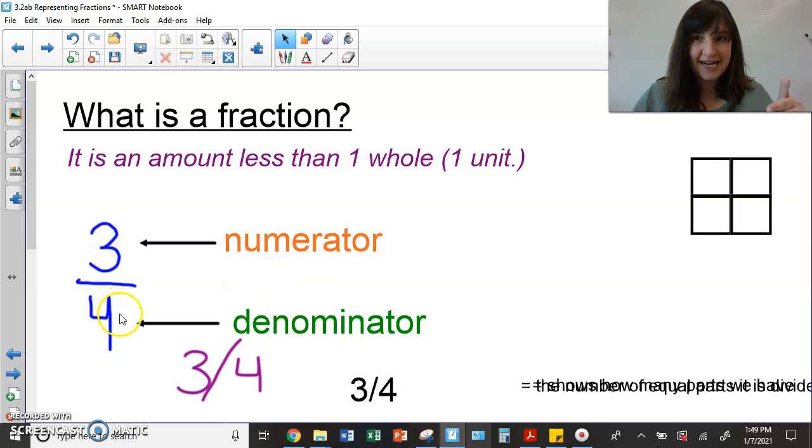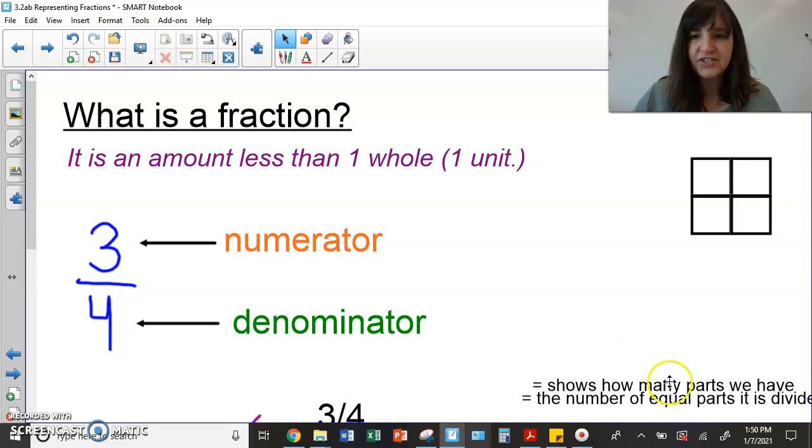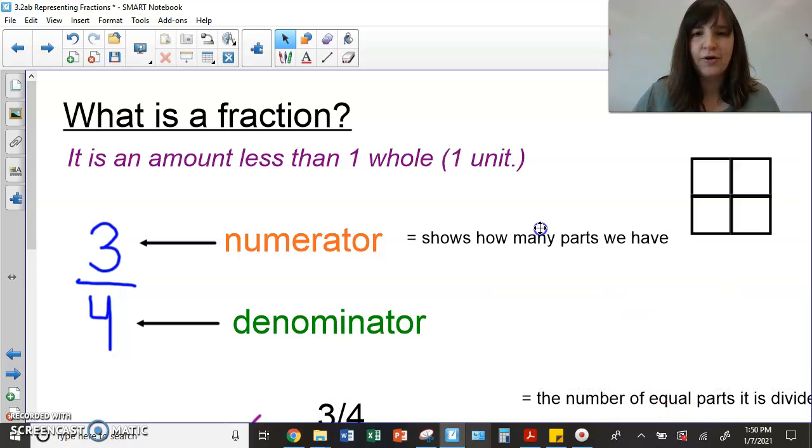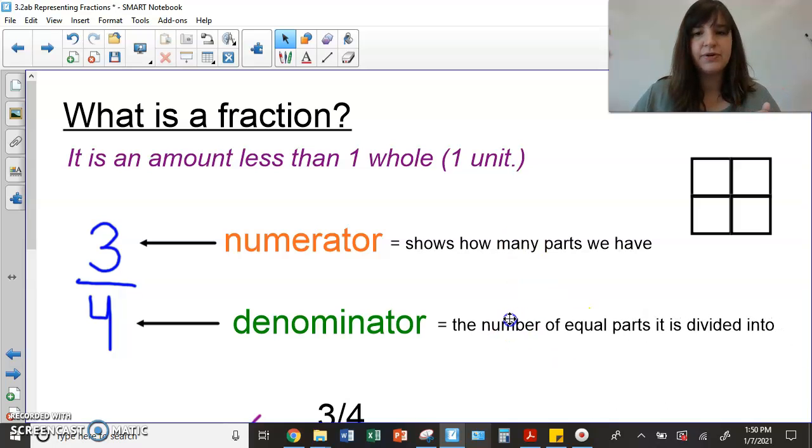So when you see it stacked, the numerator is the top number. When you see it left to right, the numerator is the number on the left, and the denominator is the number on the right. So I just wanted to show you those. The numerator shows how many parts we have, the number of parts that we're counting, the number of parts that are being represented, and the denominator is the number of equal parts that it's divided into.